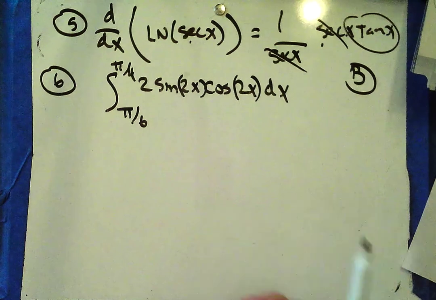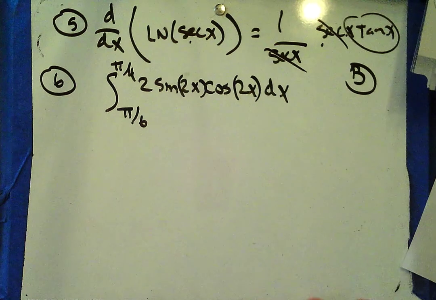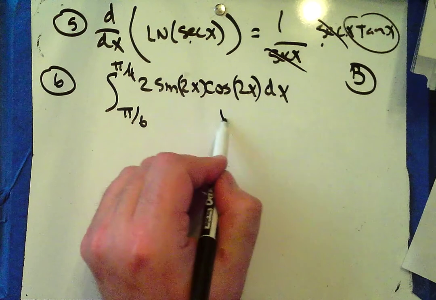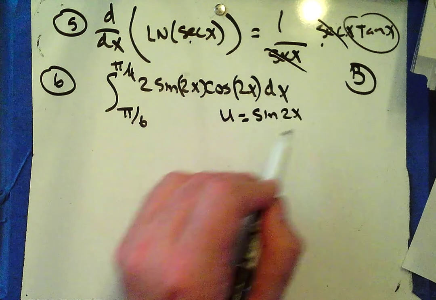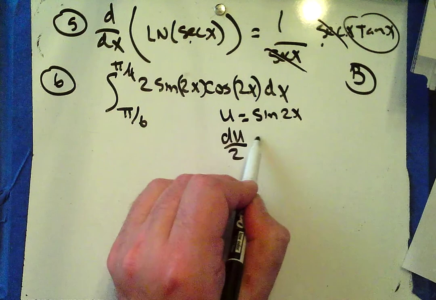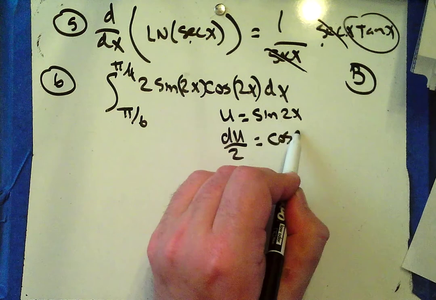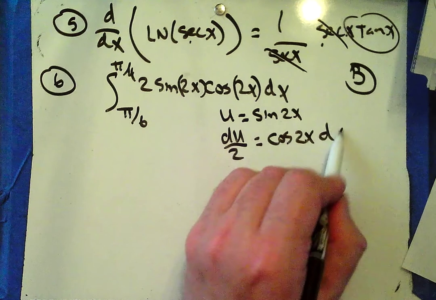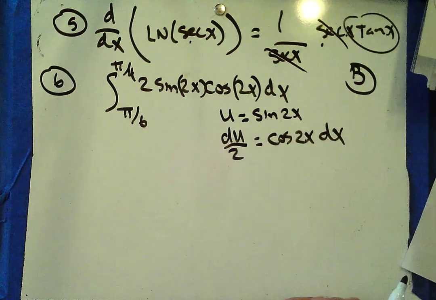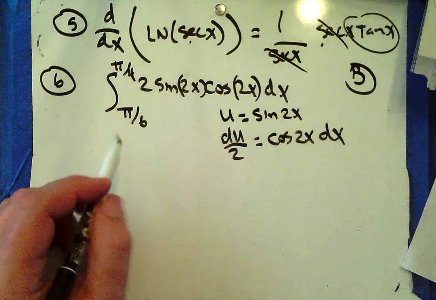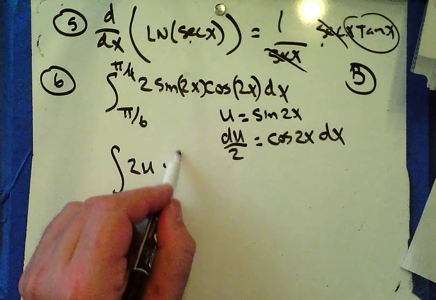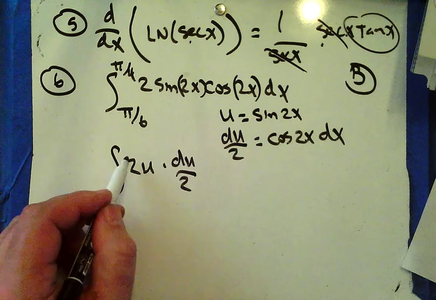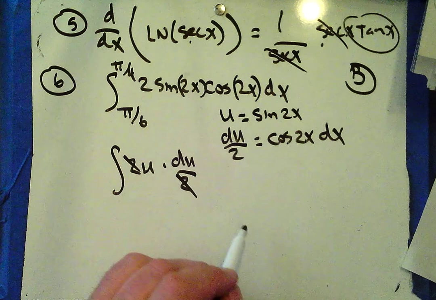Sadly, most people don't remember their double angle formulas, and so as a result, I have to say u equals sine 2x, du over 2 equals cosine 2x dx. This is a u sub problem. Now, when I rewrite this with u's, I've got 2u du over 2. So these will cancel, and it's just u du then.